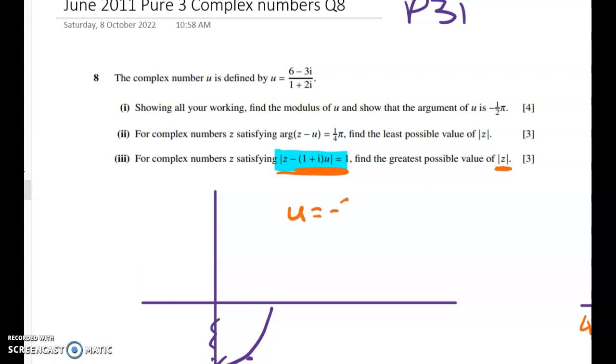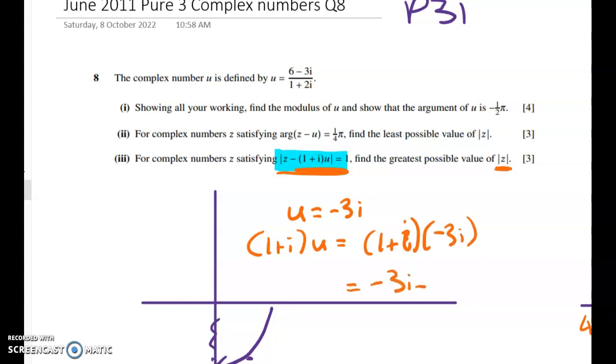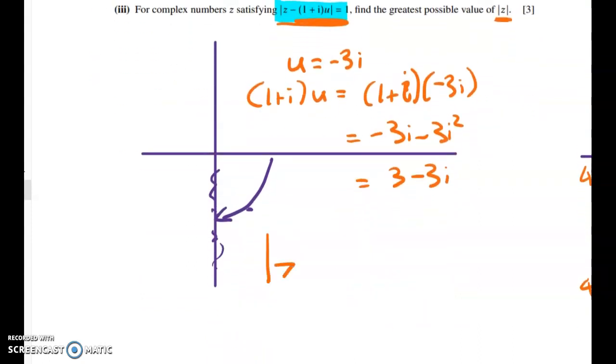So u is equal to negative 3i. 1 plus i times u is equal to 1 plus i times negative 3i, which is negative 3i minus 3i squared, or 3 minus 3i. What we're after is this, z minus 3 minus 3i. We want the set of all points such that the distance from that point to this is equal to 1. And that's giving me the locus of a circle.